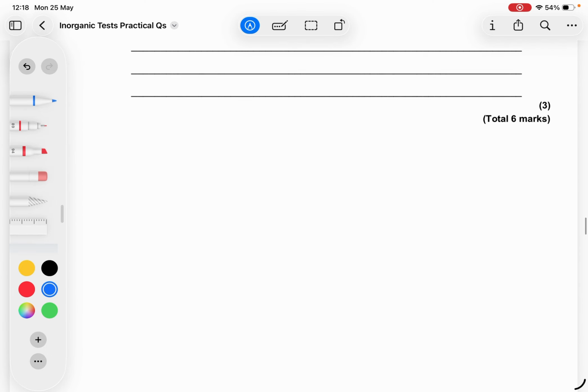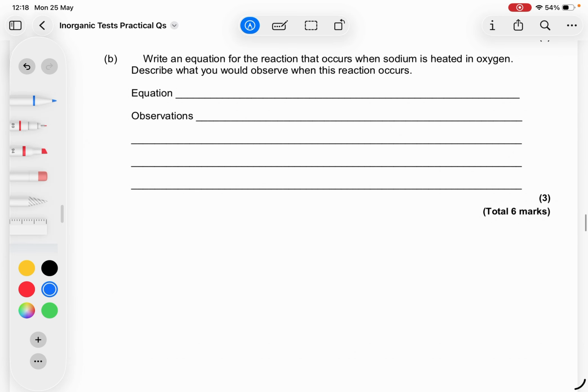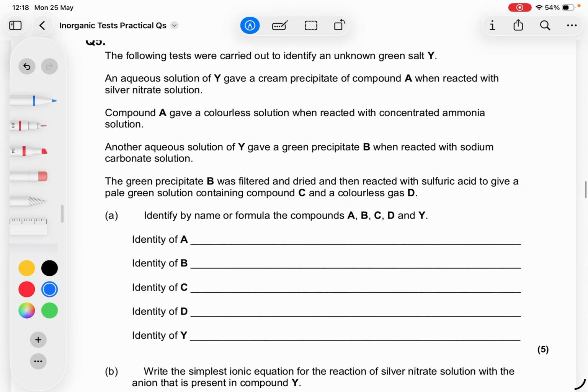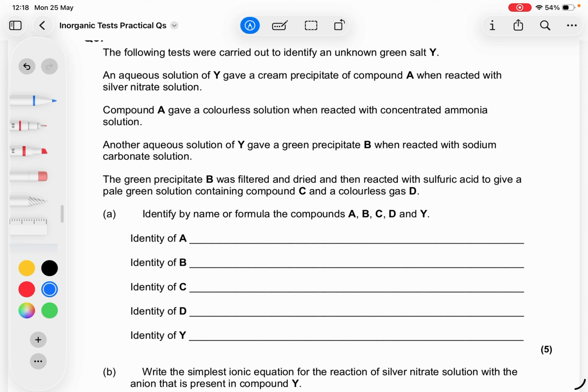Lastly, the last question I want to look at is this one: the following tests were carried out to identify an unknown green salt. It must be Fe2 plus, because iron 2 is green. An aqueous solution Y gave a cream precipitate of compound A, so the cream precipitate must be AgBr.